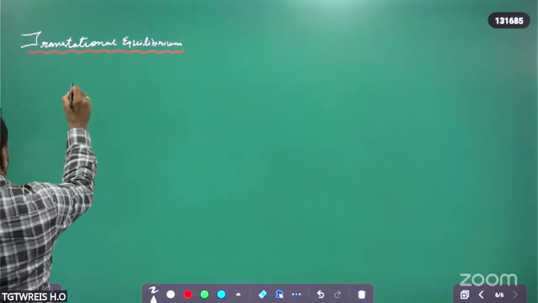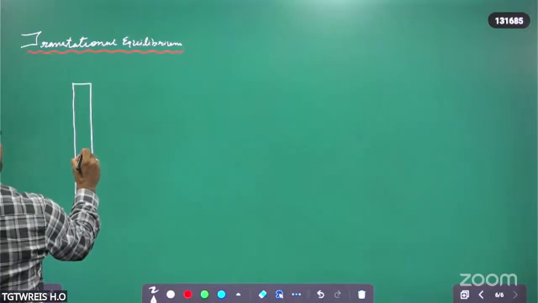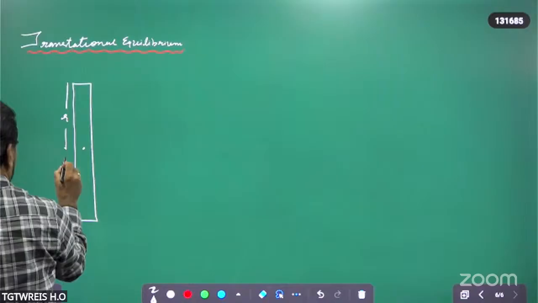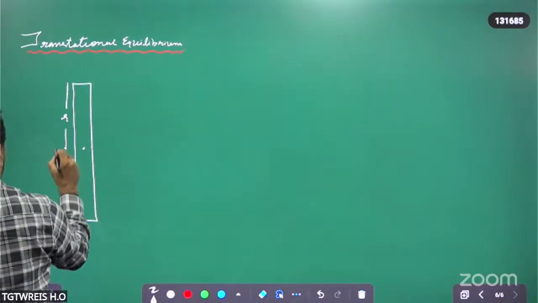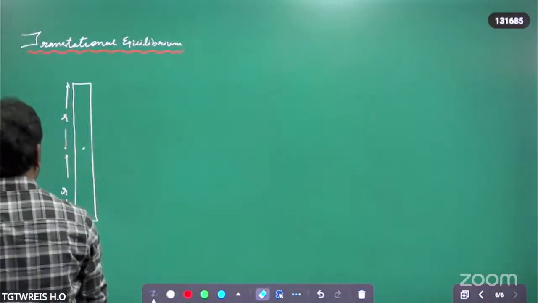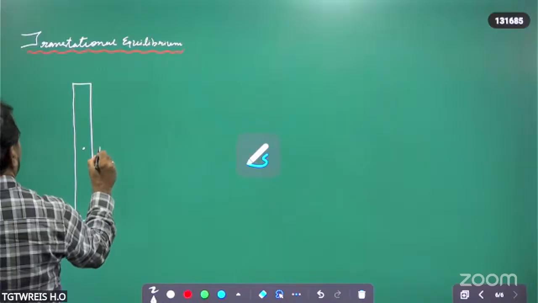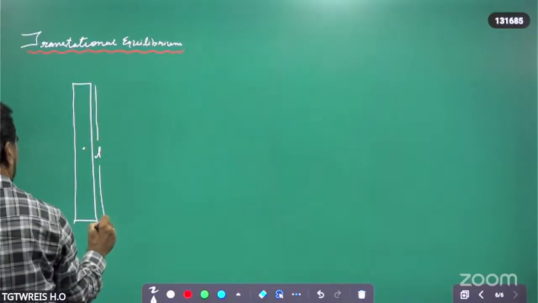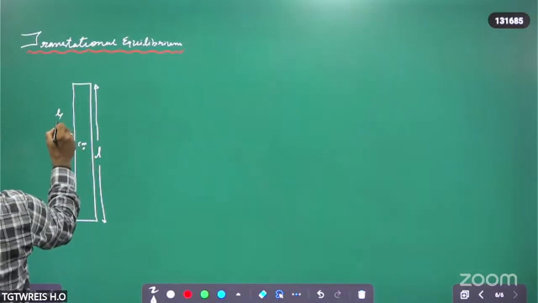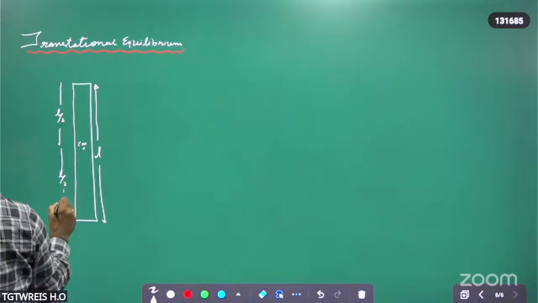See here, suppose we consider a rod. This is a rod. It has some length r from the center to one end, and the same length r to the other end. The rod has a length L like this. So from the center of mass to one end of the rod the length would be L by 2, and the remaining length of the rod is also L by 2.